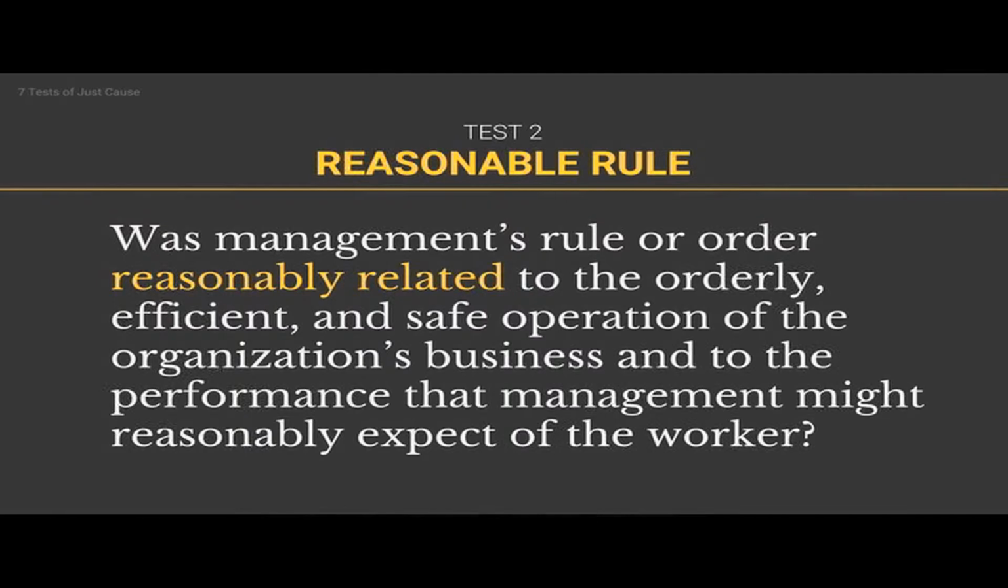Reasonable rule. If a worker is accused of violating the employer's house rules, were they reasonable rules? Were they related to the efficient operation of the employer's business or to a reasonable expectation of the worker's performance? For example, the employer expects surgical techs to be scrubbed in surgical attire and in the operating room at 7 a.m. when their shift starts. Is that reasonable? No. Some time on the clock should be given to getting prepared for work for this type of worker. This rule is not reasonable.